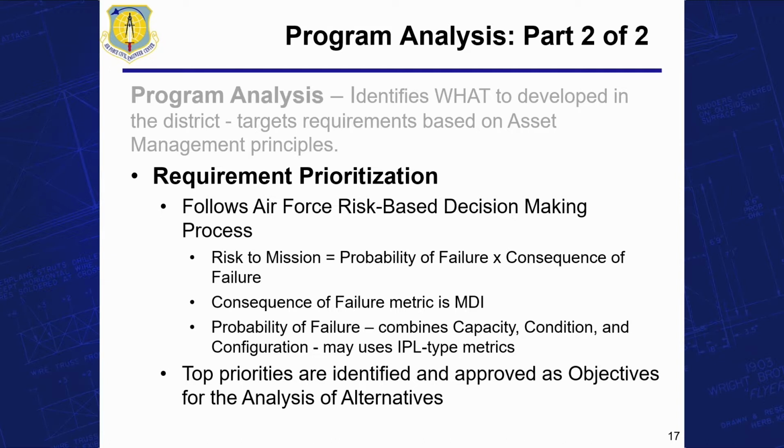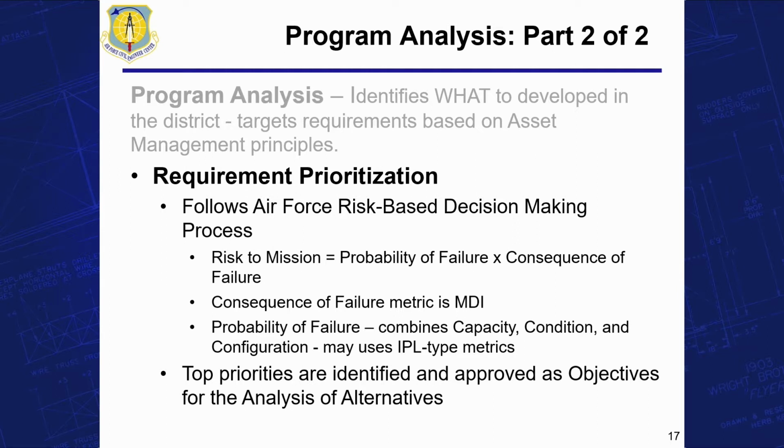The second step in program analysis is requirement prioritization. This analysis considers the relative importance of facilities to the Air Force mission and the risk to mission created by the facility deficiencies that were identified.